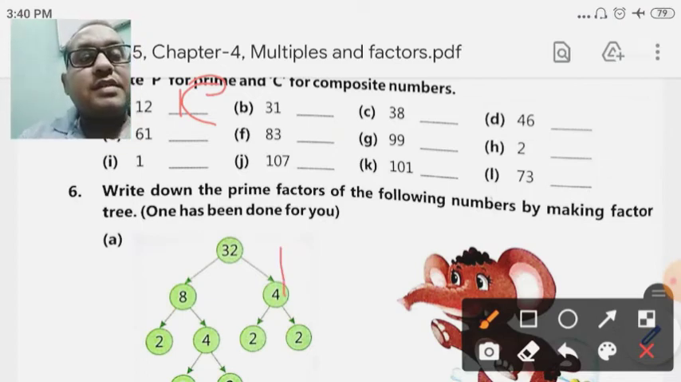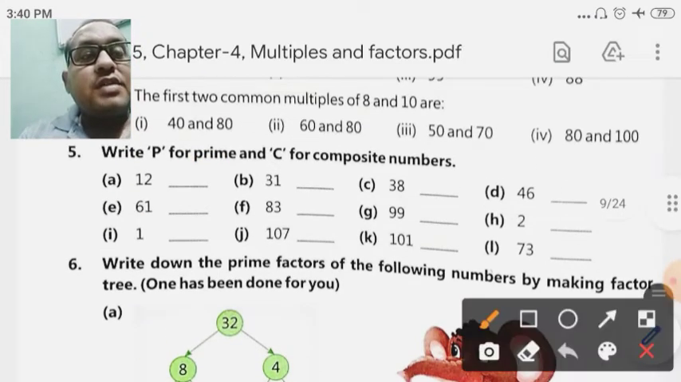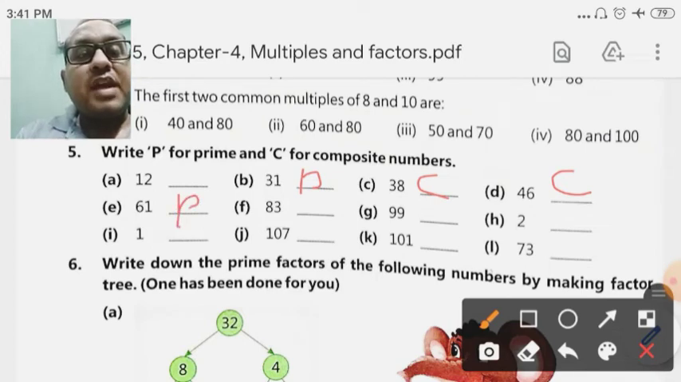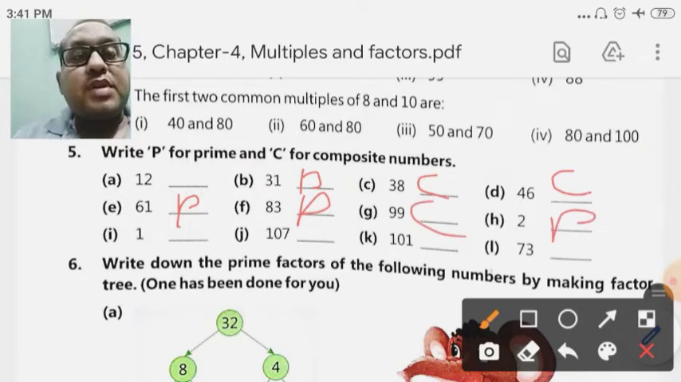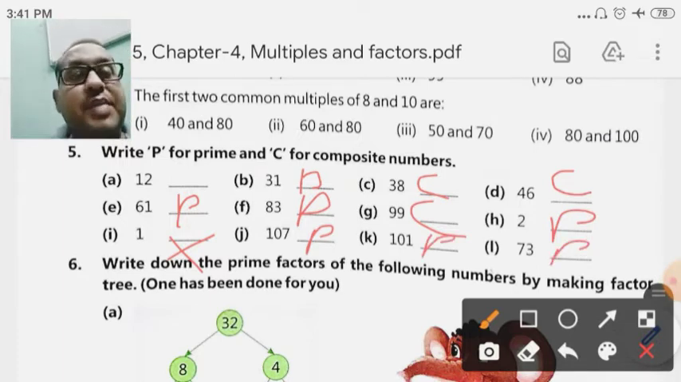Next one is 31. So 31 is a prime number. Next one is 38. 38 is a composite number. 46 is a composite number. 61 is not divisible by any number except 1 and itself. So 61 is a prime number. 83 is also a prime number. 99 is a composite number. 2 is the only even prime number. So 2 is also a prime number. Similarly, 1 is neither prime nor composite. So cancel it. 107. 107 is also a prime number. 101. 101 is also a prime number. 73 is also a prime number. So these are prime numbers.